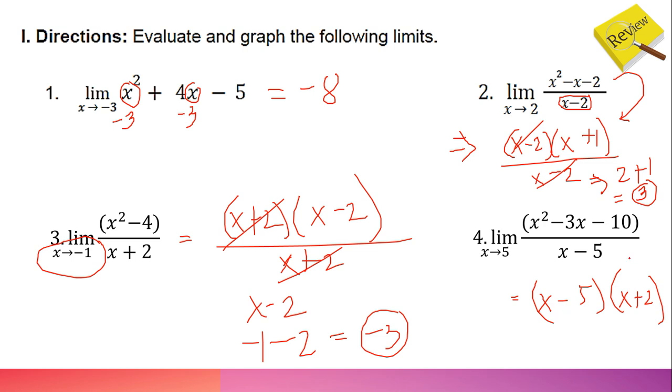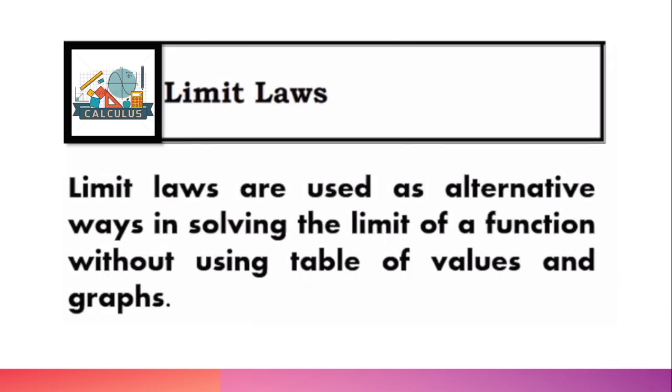Because negative 5 times 2 is negative 10. Negative 5 plus 2 is negative 3. Then bring down x minus 5. Cancel. Then 5 plus 2 is equal to 7. The answer here, number 4, is 7. Okay, that is our day number 1. So we don't need to graph. Don't need to get the table of values. Masyado nang mahaba yung mga yan. Let's move on to our main topic.